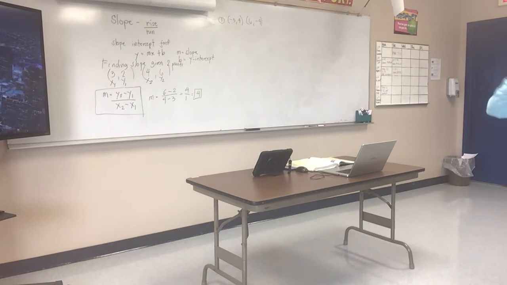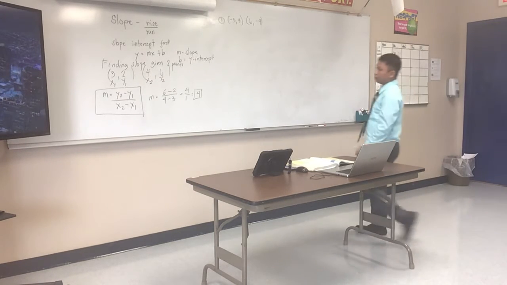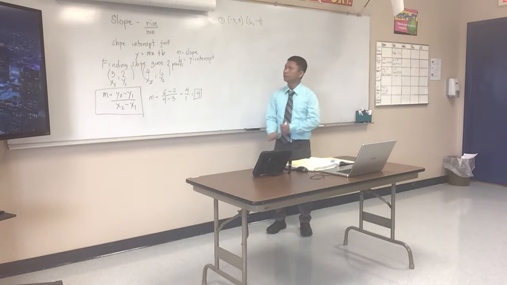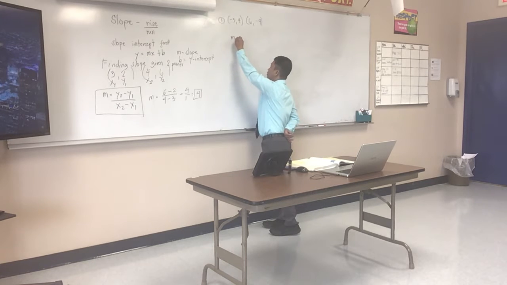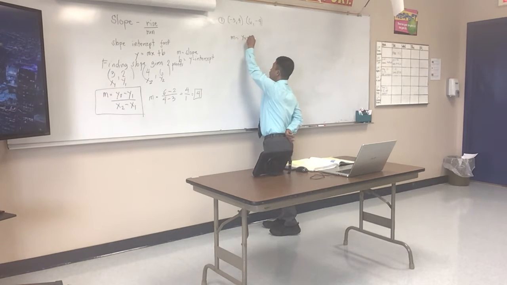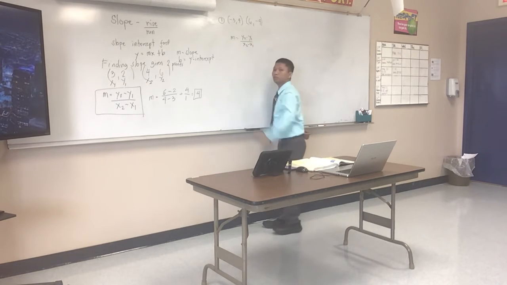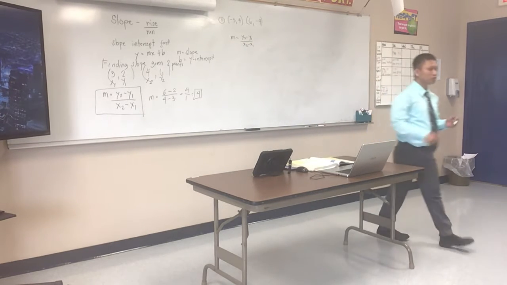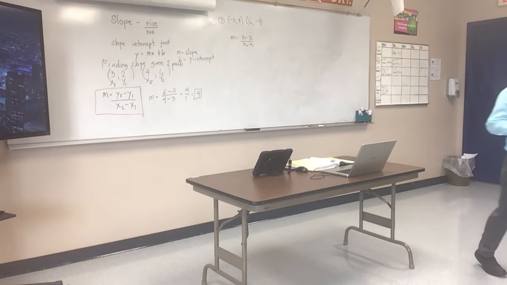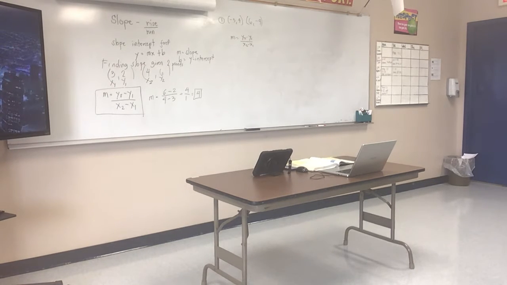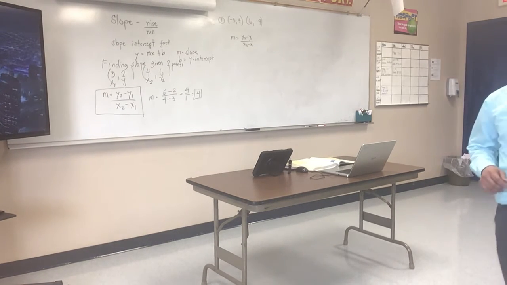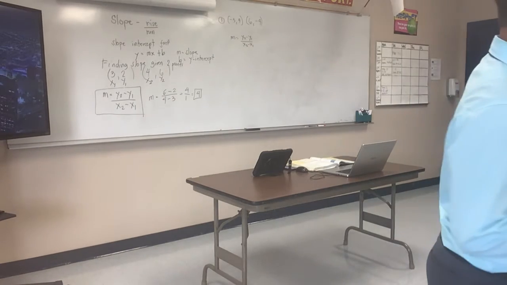Alex. M equals y2 minus y1, so m equals y sub 2 minus y sub 1 over x sub 2 minus x sub 1. Okay, who can solve on the board the slope of these points, negative 3, 4, and 6, negative 4? Stephanie?